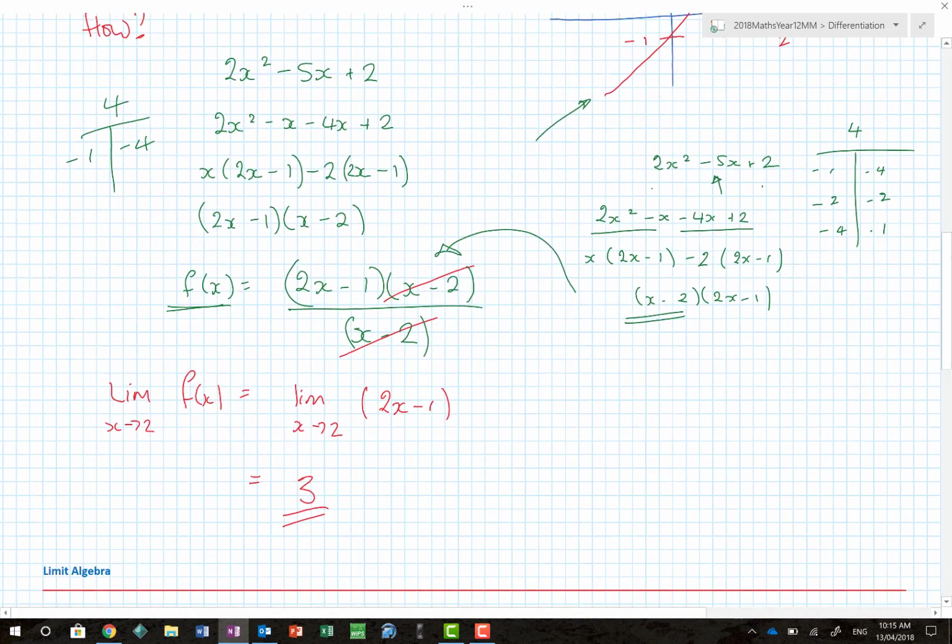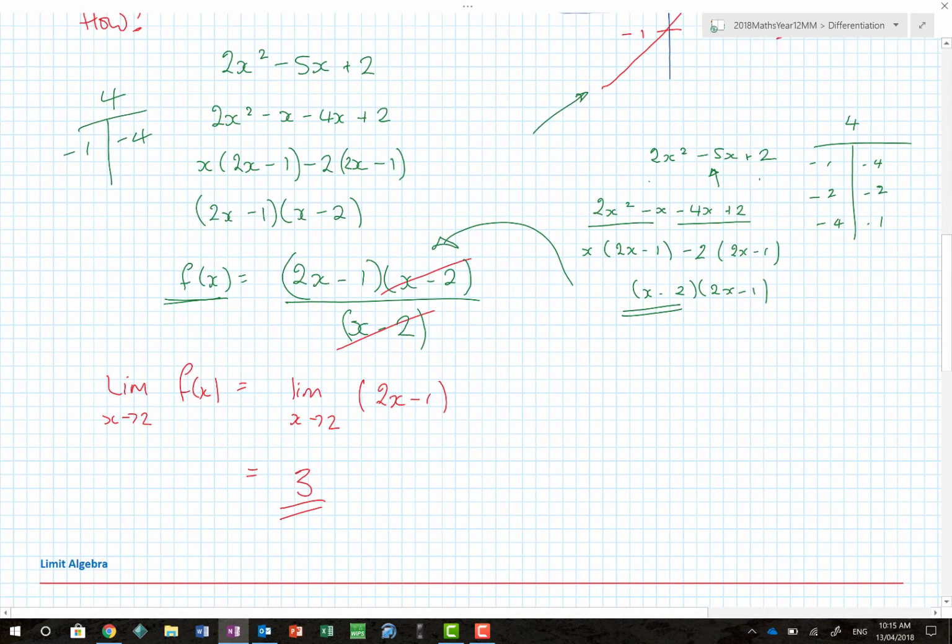And so now I can use my reduced algebra to say that the limit as x tends to 2 of my function of x is exactly the same as the limit as x tends to 2 of 2x minus 1. All we now need to do is put the value of 2 into this expression. And what happens? 2 times 2 is 4, minus 1 is 3. And lo and behold, we are told that the value comes out as 3.